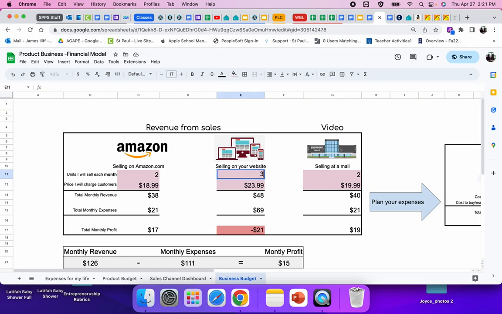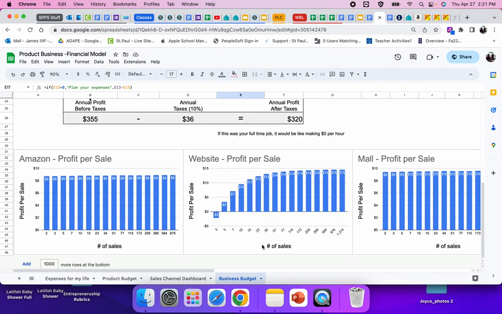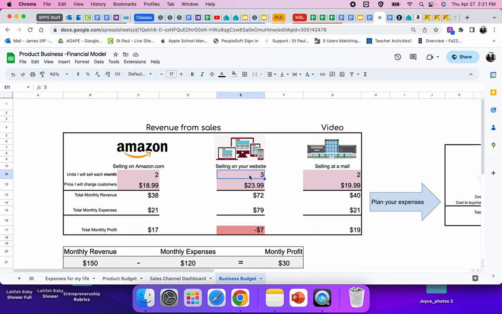Let's say, hey, we're going to sell 3 of these. Notice that I'm making $72, but my expenses are $79. Uh-oh. So I'm losing money if I don't sell very many. So that's what I'm seeing here. If I sell 3, I'm losing money. The minute I get to selling 5, I start making money. I start making $3 per sale. So let's say I go to 5.